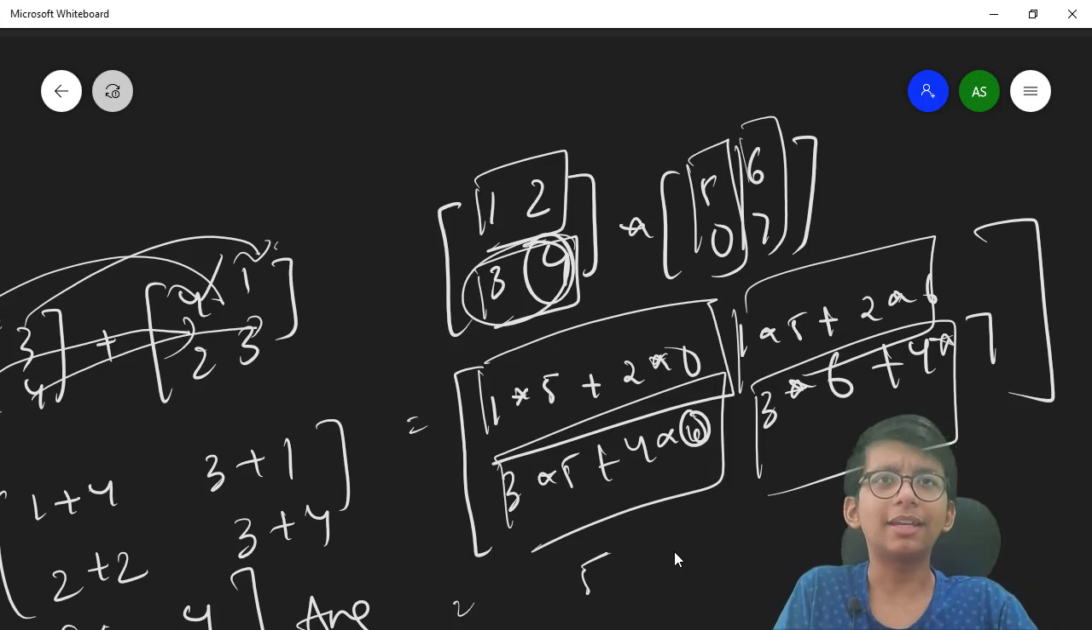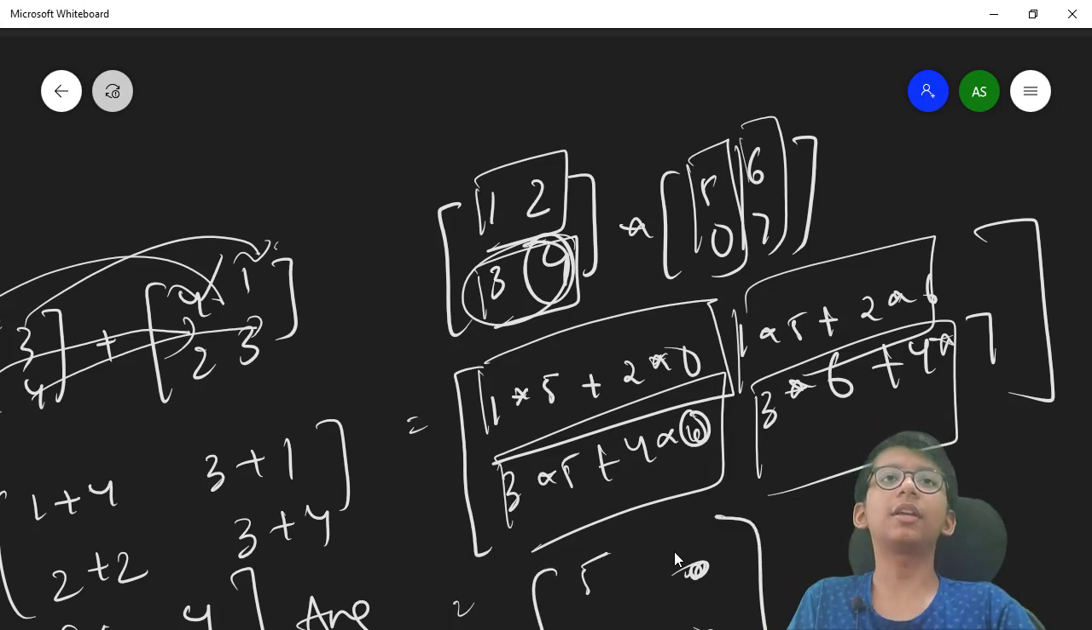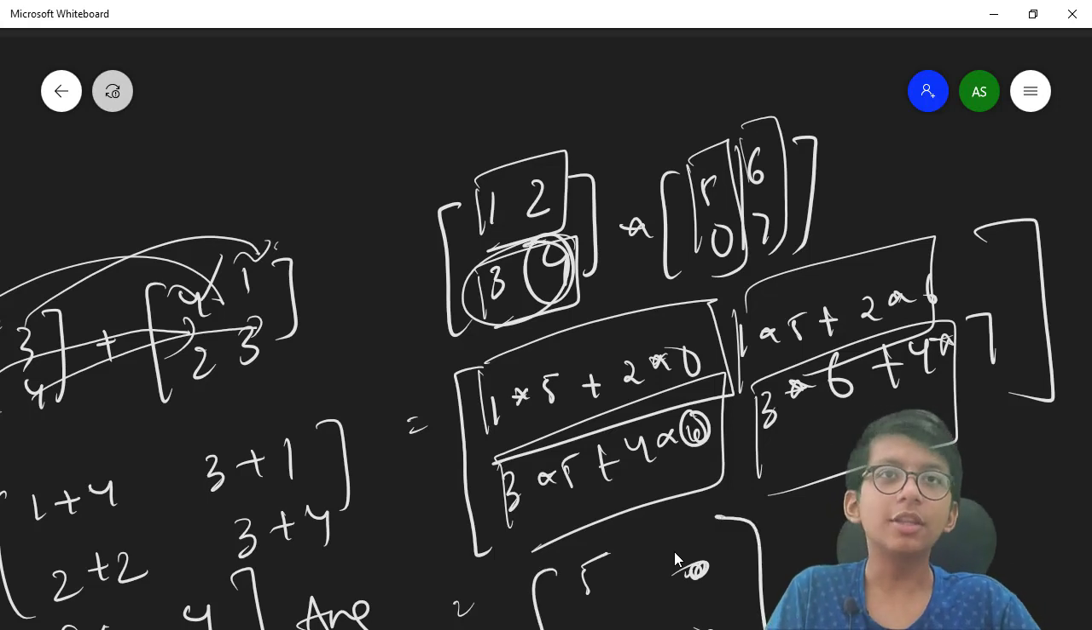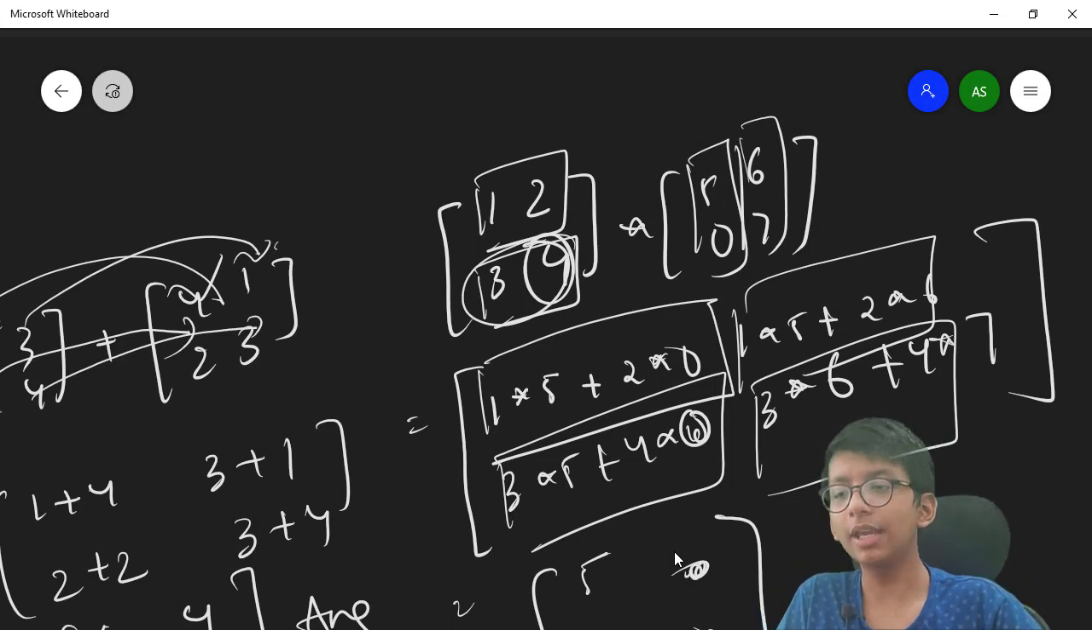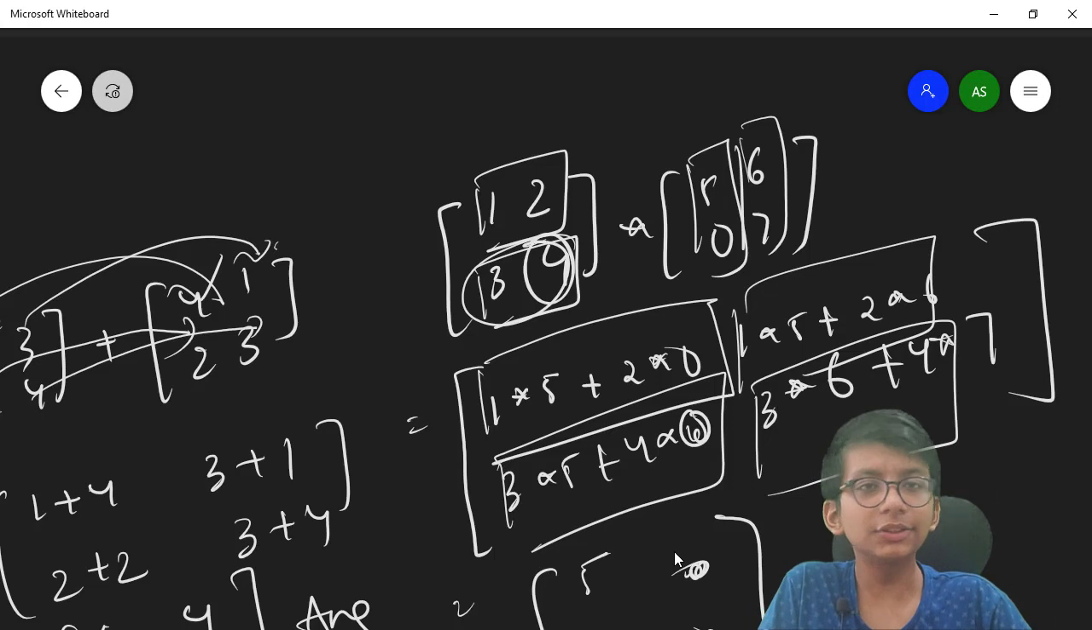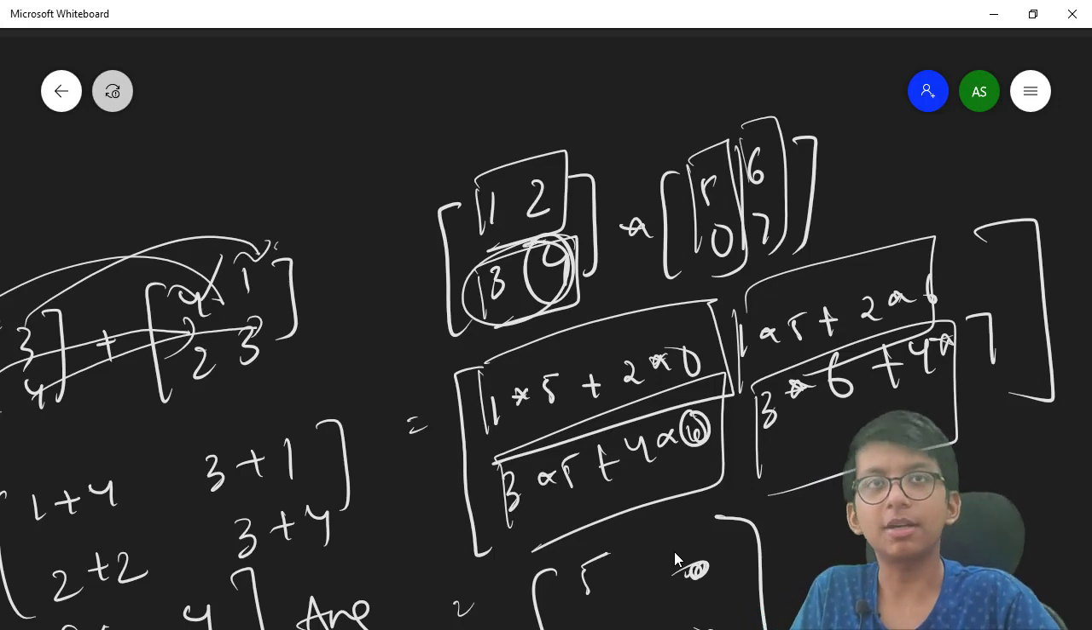Okay, you can write it down. So it's just sum here, sum here, sum here. Okay, so this is a resulting matrix. This is what your resulting matrix is, and it's a 2 by 2 matrix. So this is your favorite matrix multiplication.